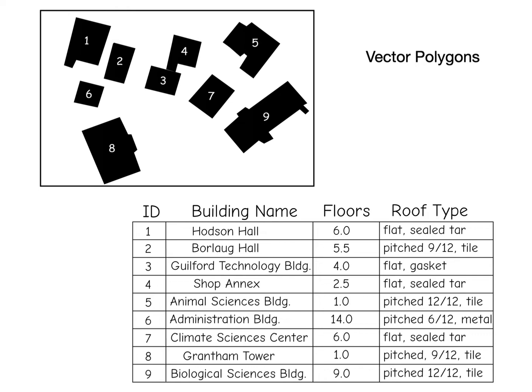So we'll have a table, and the table associated with a feature. So I'll have, for example, an entry here, 1 for Hodson Hall, that corresponds to a polygon, and 2 Borlaug Hall that corresponds to another polygon. There's a one-to-one relationship all the way down the line. There's 9 polygons and 9 entries, and so I have a correspondence, and all the attributes that are associated with a particular polygon are in a particular row.